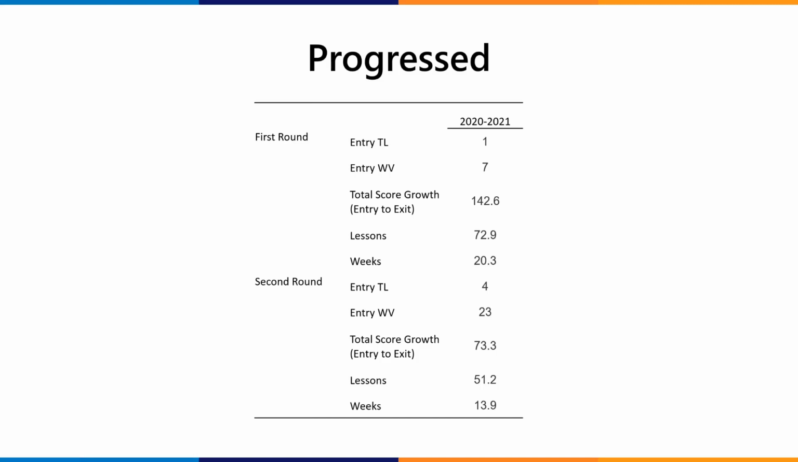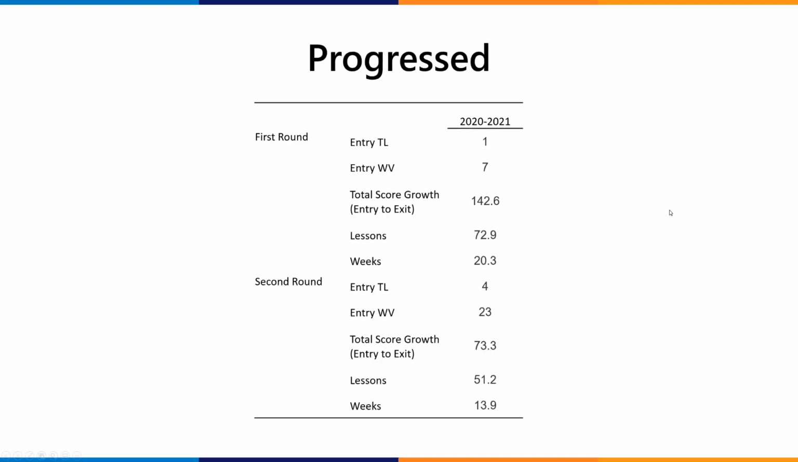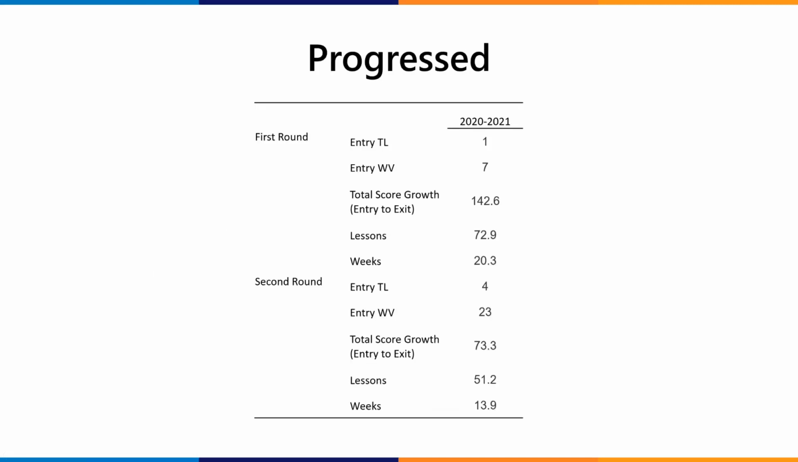So I think this played out like what we were expecting, that our accelerated progress kids make the most growth. If we go back, you can see, yes, they make that 153 points of growth this year. Accelerated progress kids, or progressed kids, make that next amount of growth, and they made about 143 points of growth. And then our recommended kids made about 110, 111 points of growth during Reading Recovery. So I think things played out like we thought they were going to.